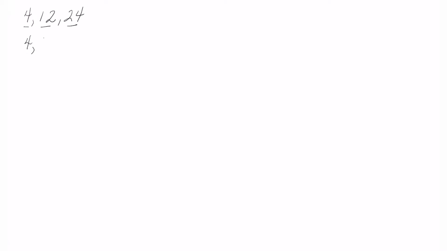So 4 times 1 is 4, 4 times 2 is 8, 4 times 3 is 12, 4 times 4 is 16, 5 times 4 is 20, and 6 times 4 is 24. It looks like we can stop right there, because here's our 4, here's our 12, and here's our 24. So that tells me that the smallest value that 4, 12, and 24 will go into evenly is 24.